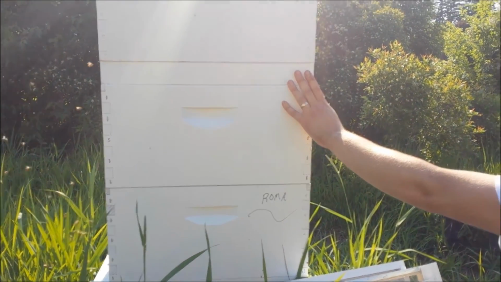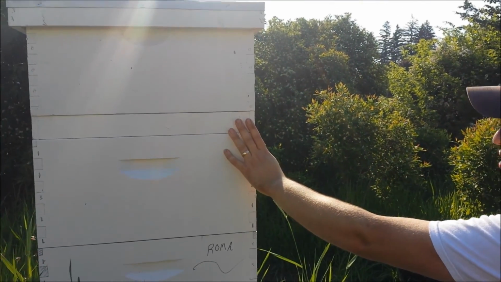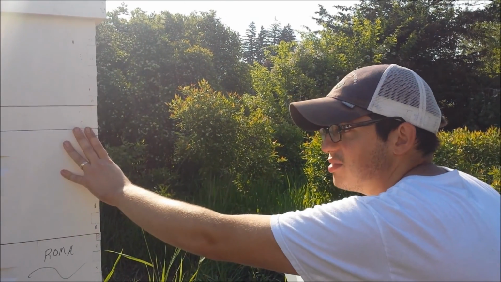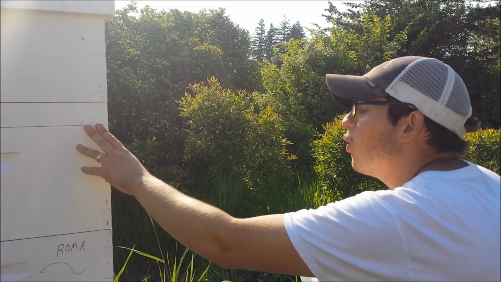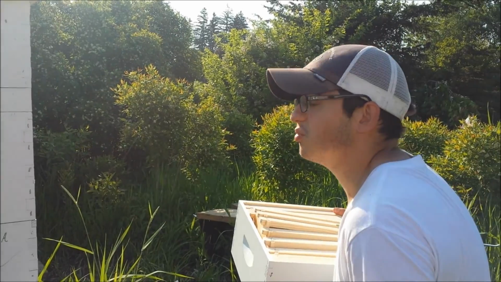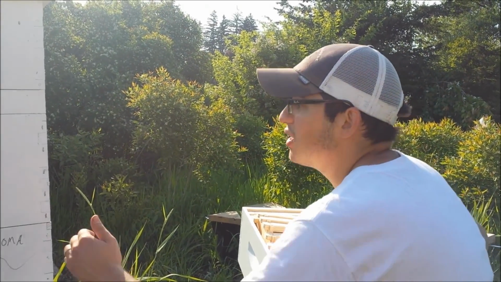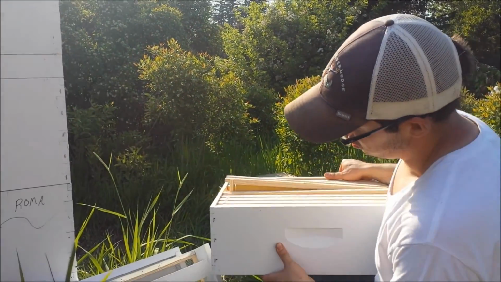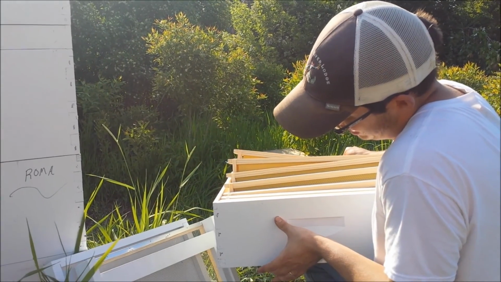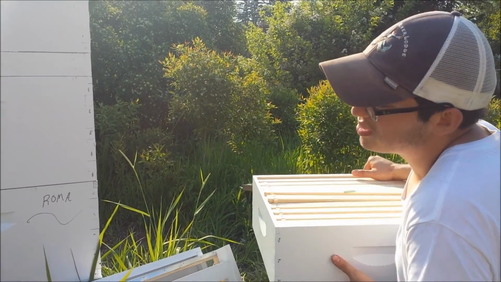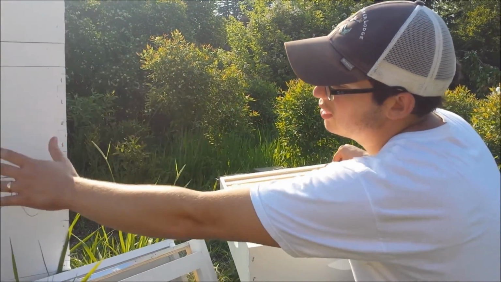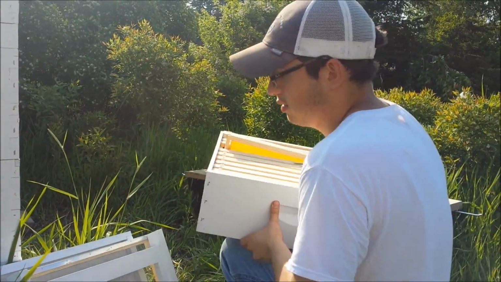Anything above that is going to be called a medium-sized box, or another term, just a generic term, would be a super. Okay, you can have a medium-sized box like this, or an even smaller one, which is like this high. It's called a shallow. But the purpose is the same. It's to collect honey. Okay. That's pretty self-explanatory. Yeah.